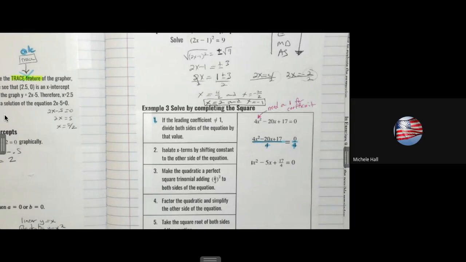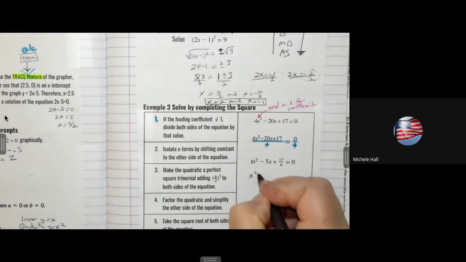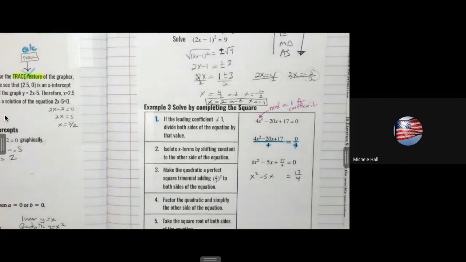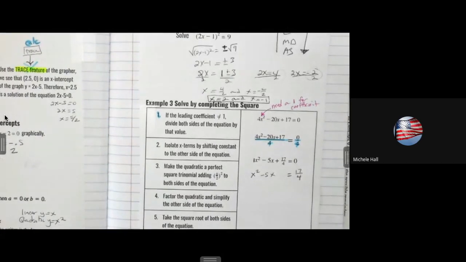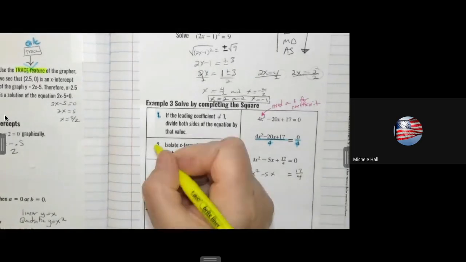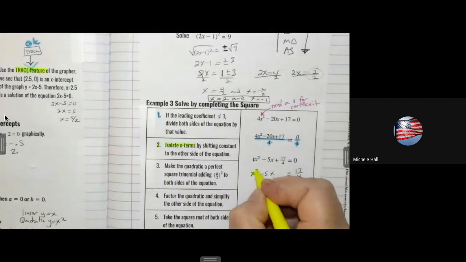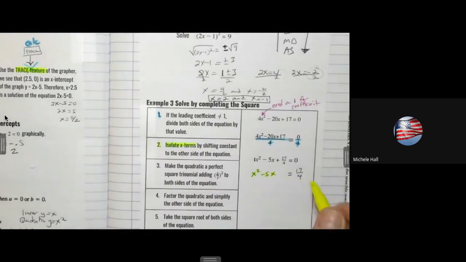Step 2 says to isolate the x terms by shifting the constant to the other side of the equation. This is the constant. So I would have x squared minus 5x. I'm going to leave room to complete the square, and I'm going to put 17/4 on the other side. So if you have another highlighter for a different color, you could say that step 2 was about isolating the x terms. So that's x squared minus 5x.